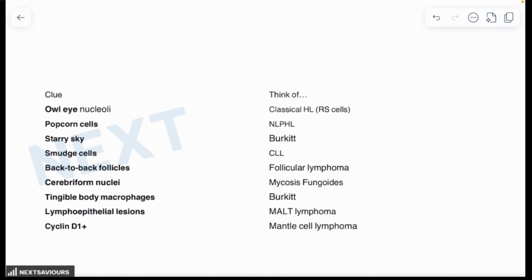So let's see what are the clues that could be provided to you in the question, and then what you have to think of. As we know, owl eye nucleoli is a feature of classical Hodgkin's lymphoma, that is Reed-Sternberg cells. The popcorn cells are the features of NLPHL, that is nodular lymphocyte predominant Hodgkin's lymphoma. The starry sky appearance is a feature of Burkitt lymphoma. The smudge cells are seen in case of CLL. Back-to-back follicles is a feature of follicular lymphoma.